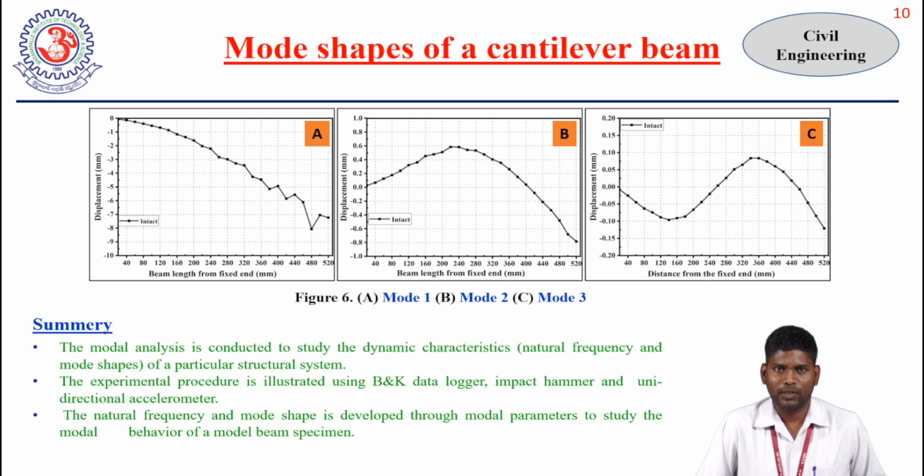This is very important for students and for any listeners who are working in this field. The experimental procedure is illustrated using a B and K data logger, impact hammer, and unidirectional accelerometer. That accelerometer we call a sensor. We install this accelerometer to record the dynamic characteristics, that is, natural frequency and mode shape. The natural frequency and mode shape are developed through modal parameters to study the modal behavior of a beam specimen.